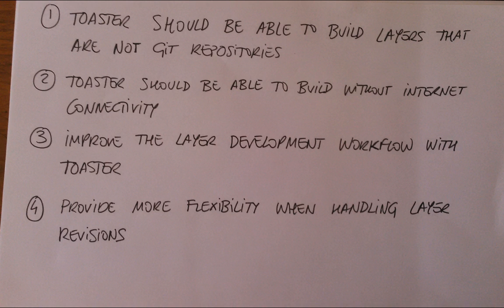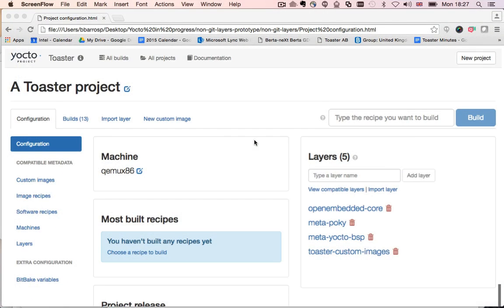Other people have asked us to improve the layer development workflow with Toaster because at the moment it forces you to push the Git repository before you can actually test any changes you've made, and that makes for a slow process. And finally, there are other people who have asked us to provide more flexibility when handling user revisions. They want to be able to mix layers from different branches and create their own versions of layer index layers.